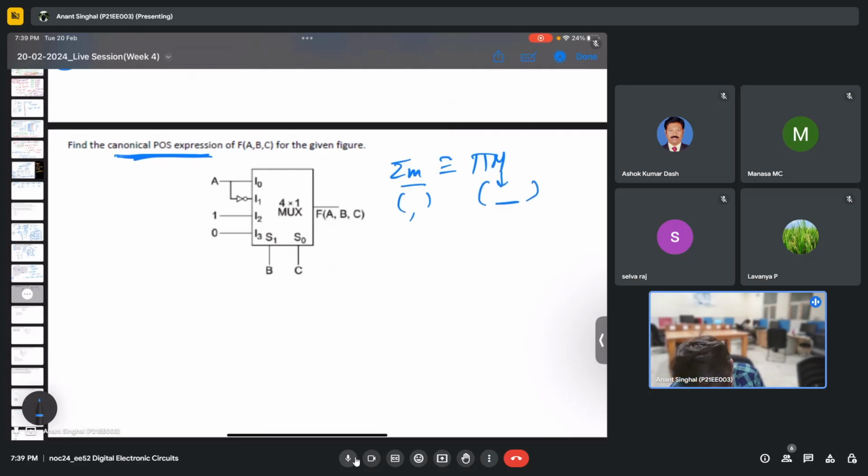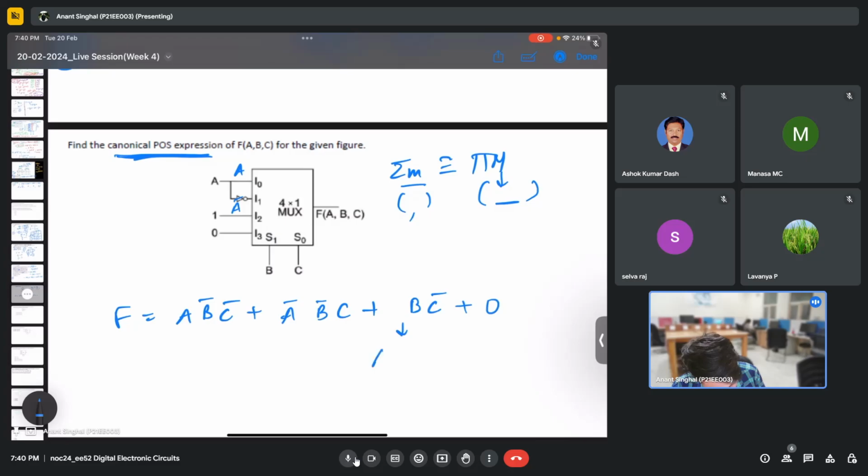To do it quickly, so this is A complement, and this is 1 0. I'm just writing it quickly. You should also try to do it quickly. First term will be A B complement C complement. Second term will be A complement B complement C. Third term will be B C complement. Fourth term will be 0.